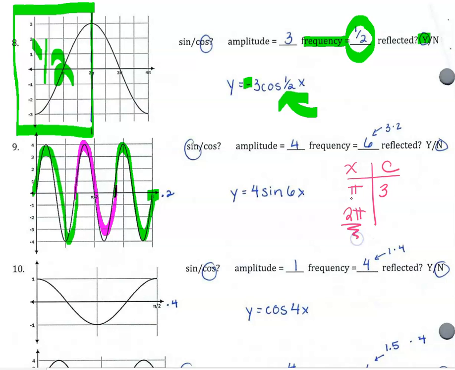Now, again, frequency is in terms of 2 pi. This is always 2 pi. So how would you get from pi to 2 pi? Well, you'd multiply by 2. So I would do the exact same thing over here, which is where I'm getting 6 from, and that's our frequency.